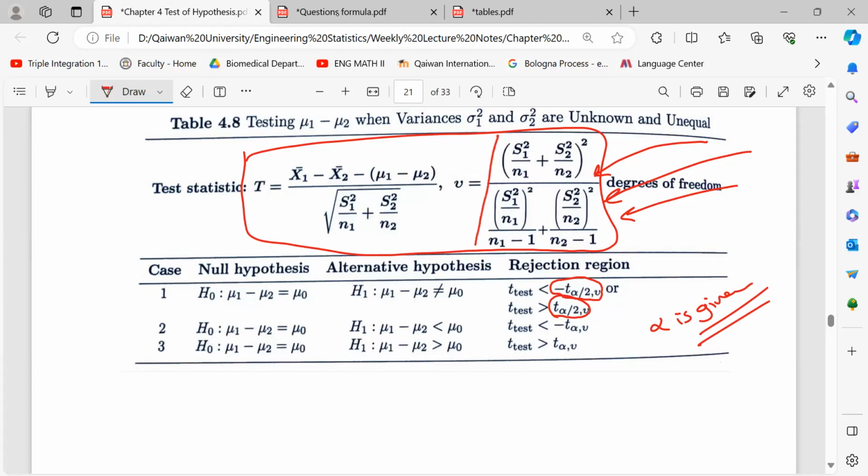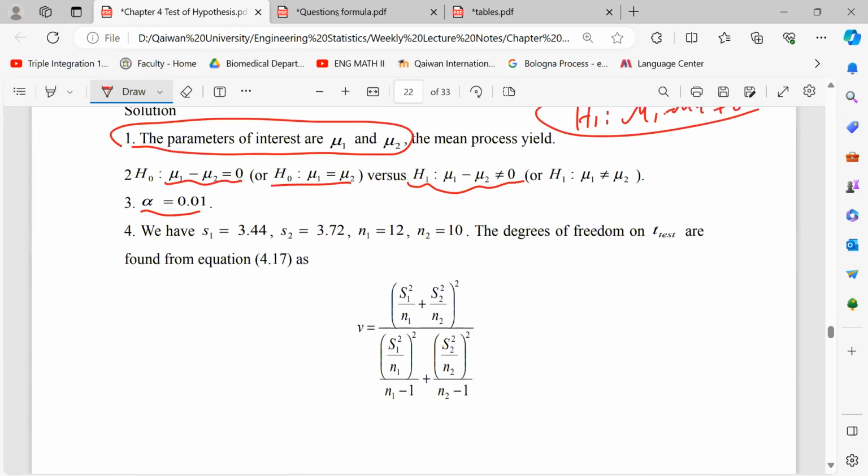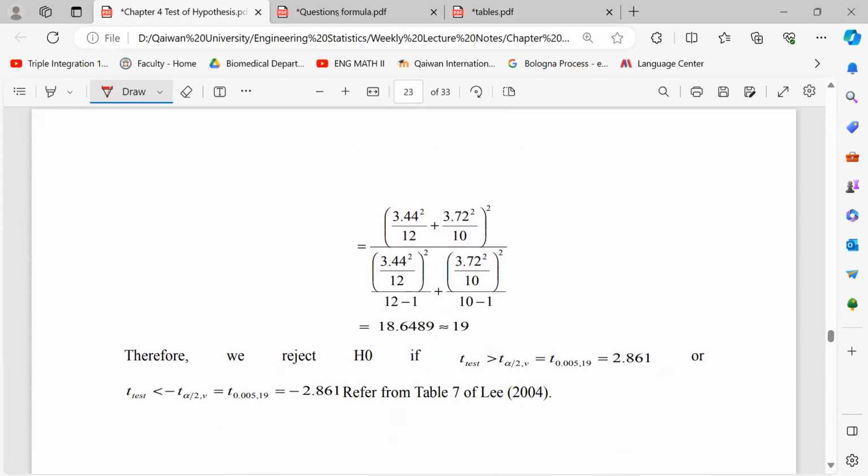V depends on S1, S2, and N1, N2. We calculate S1 squared over N1 plus S2 squared over N2, all squared, all dividing by this denominator. It's calculated here and is 18.6489. We always round it to the nearest integer. It is approximately 19. Now we need to find T of alpha over 2 and 19.